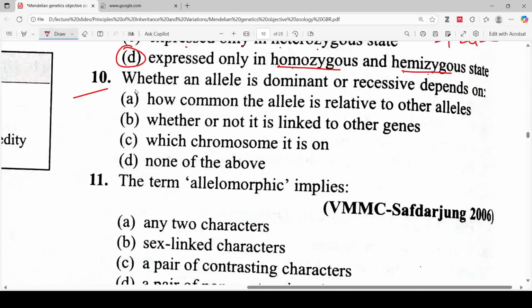Question number 10. Whether an allele is dominant or recessive depends on how common the allele is relative to other alleles, whether or not it is linked to other genes, which chromosome it is on, or none of the above. So the correct answer will be none of them. Next question.